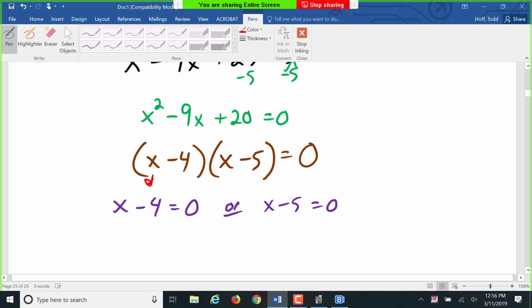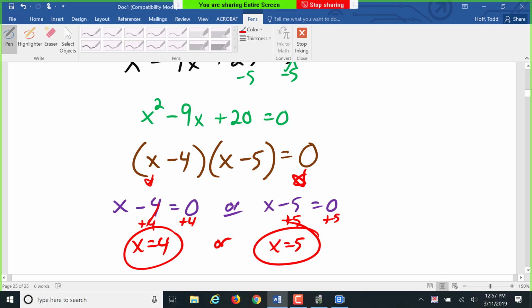So what's this one give us? We add 4 to get x equals 4. Or on this side, we add 5 to get x equals 5. Did anybody double check them to make sure both work? Good. And they should both work in that equation.